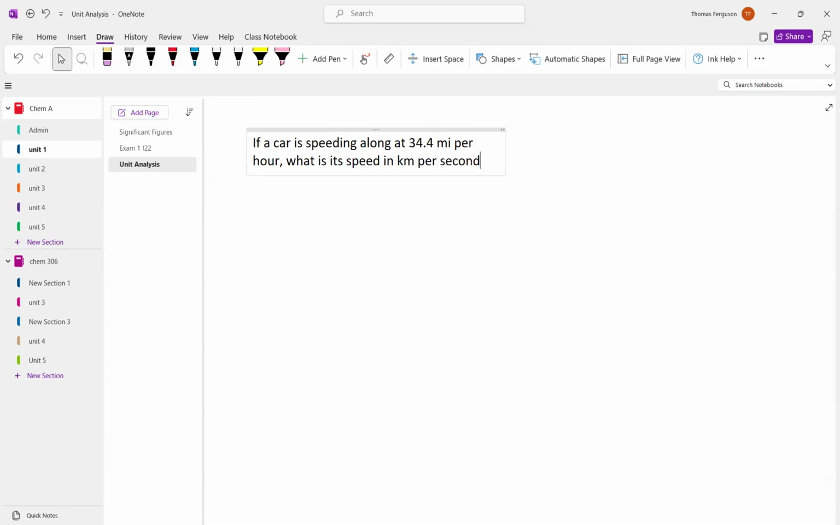If a car is speeding along at 34.4 miles per hour, what is its speed in kilometers per second? Okay, so what's given here? 34. Per means fraction. Okay, per means fraction. So per hour. Hence, we're starting with a fraction. So red flag, calculated needs to be a fraction. And it mentioned here kilometers per second.